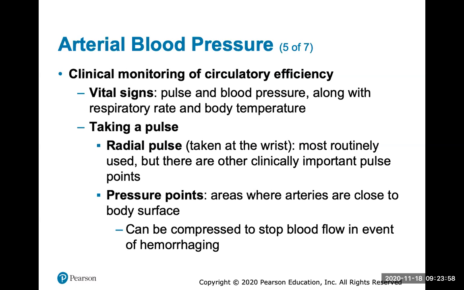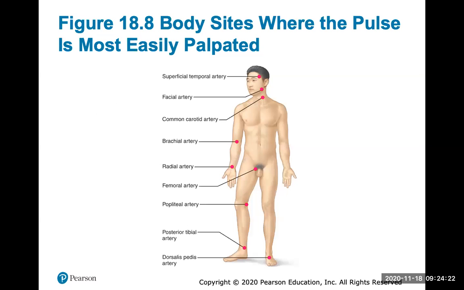Clinical monitoring of circulatory efficiency: vital signs are the pulse and the blood pressure, which are often taken in a clinical setting, along with respiratory rate and body temperature. To take a pulse, you can take the radial pulse at the wrist. Pressure points are areas where arteries are close to the body surface. They can be compressed to stop blood flow in the event of a hemorrhage. So, these are body sites where the pulse is most easily palpated.